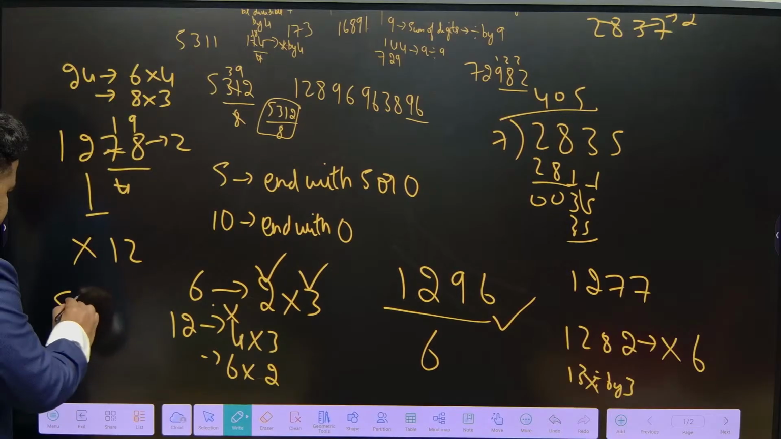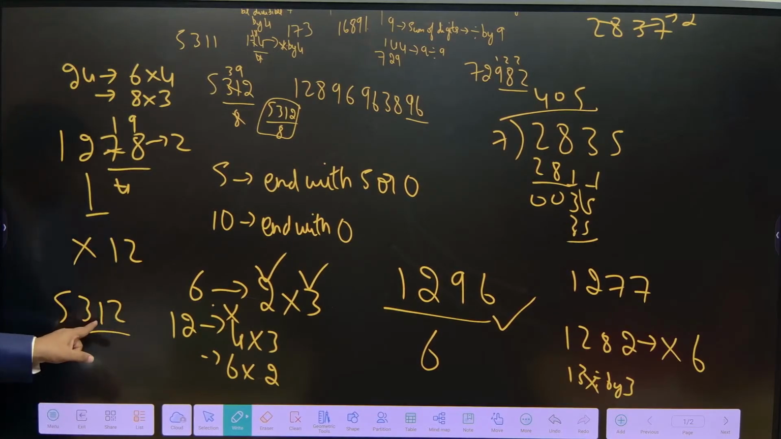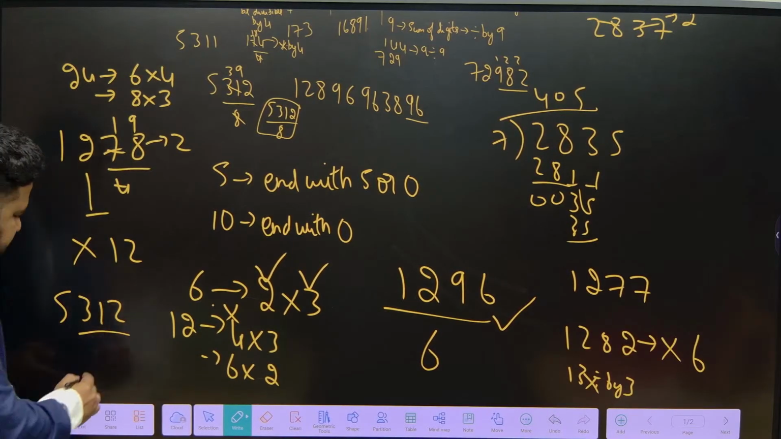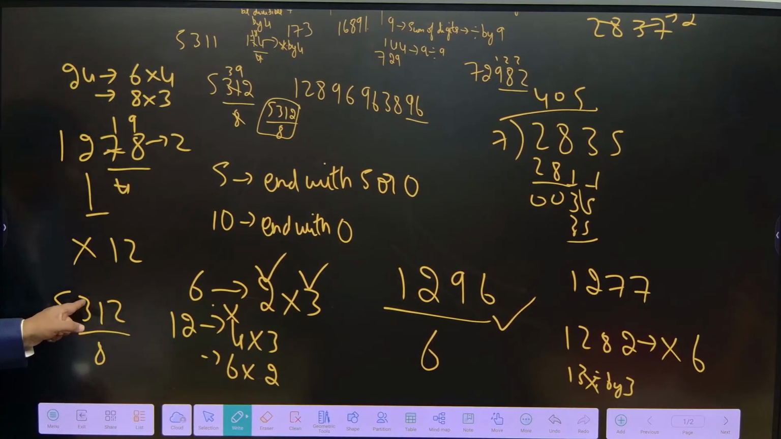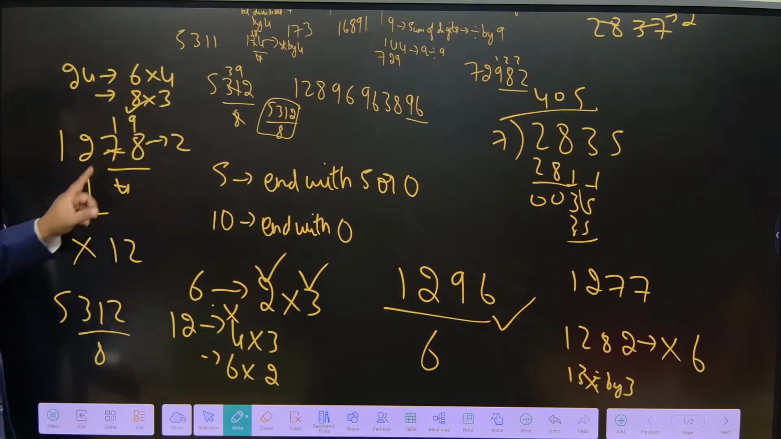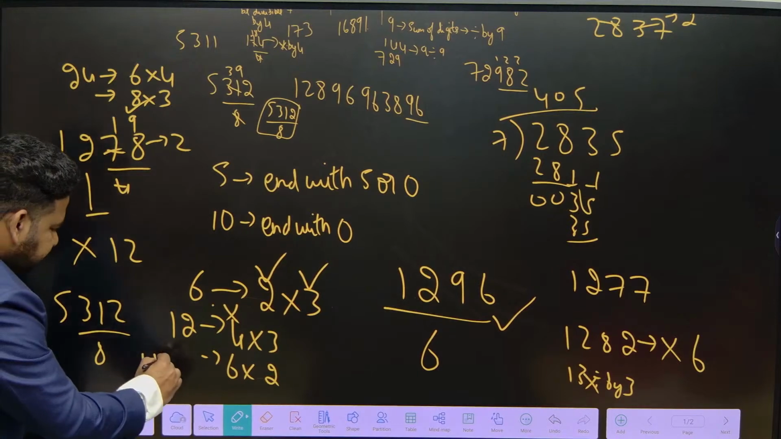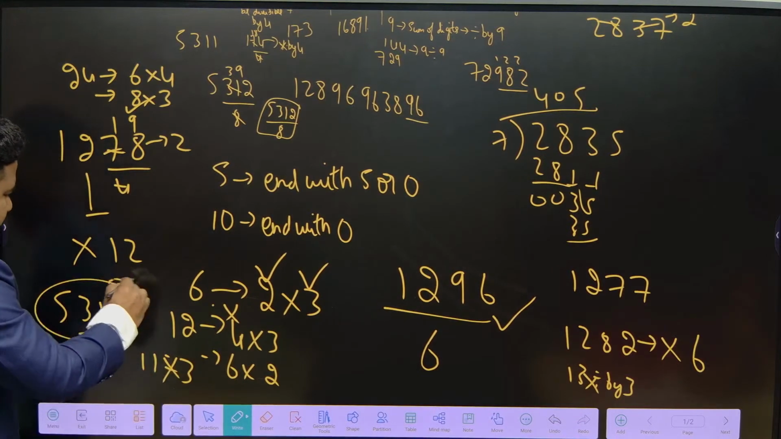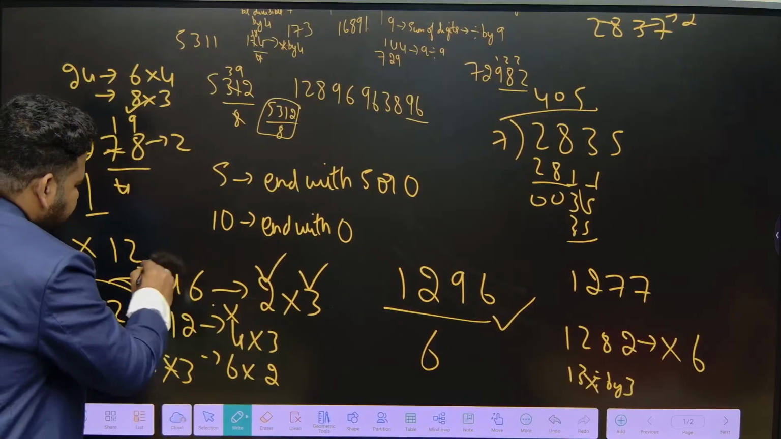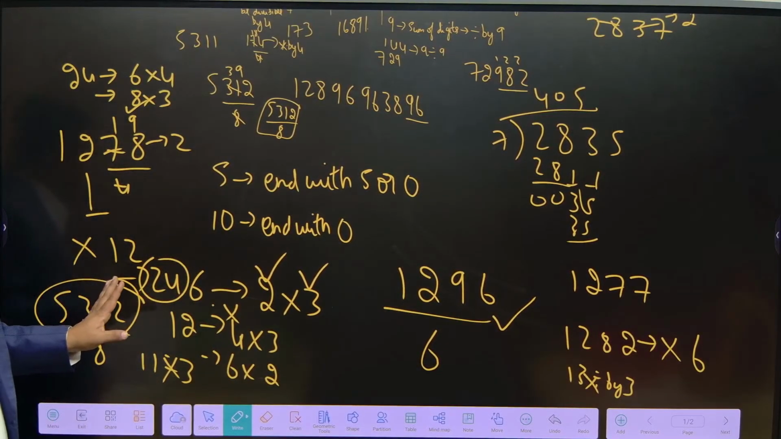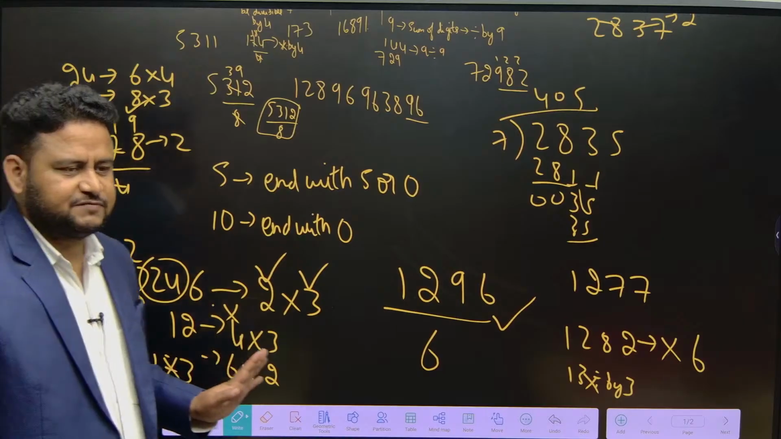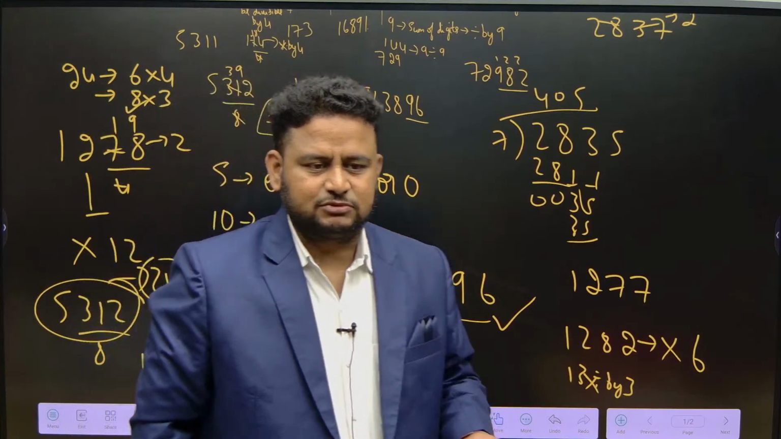Suppose I give an example, 5312. 312 is divisible by 8. See, 8 3s are 24, 8 9s are 72. Correct? So 312 is divisible by 8. Now this is fine, not a problem. Now let us check for 3. So 5 plus 3 is 8, 8 plus 1 is 9, 9 plus 2 is 11. So this 11 is not divisible by 3. So this entire number is not divisible by 24. Understood? Clear? So this is it when it comes to 12 and this is it when it comes to 24.